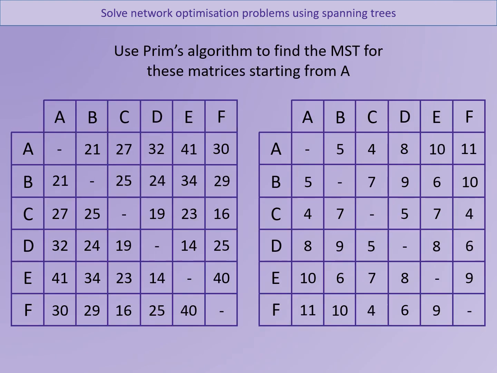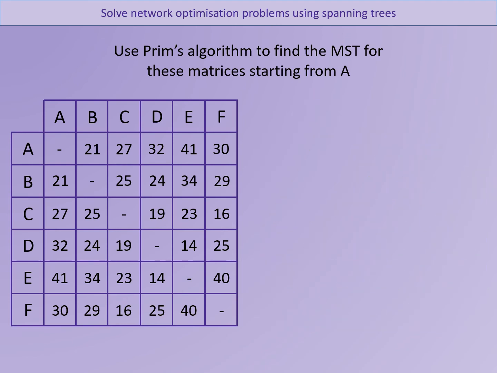For each of these two adjacency matrices, use Prim's algorithm to find a minimum spanning tree starting from A each time. So this time, as we do the algorithm, we're also going to draw the tree as we go along. So we're going to start with node A. I'm going to cross off node A from the rows. I'm going to select the arc of minimum weight, which is AB 21.